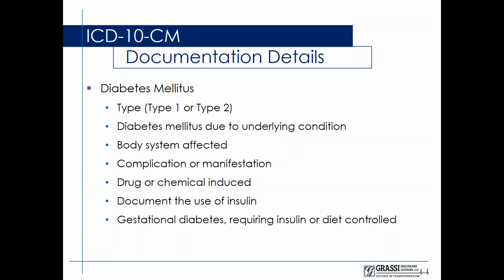The doctor has to give you enough information to make a specific diagnosis, right? You need to know what type of diabetes. Is it type 1 or type 2? Is it due to any underlying conditions? Are there any body systems affected? Are there complications or manifestations? Was it drug or chemical induced?